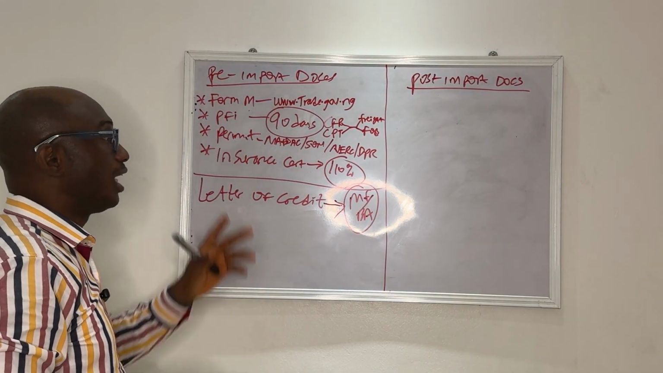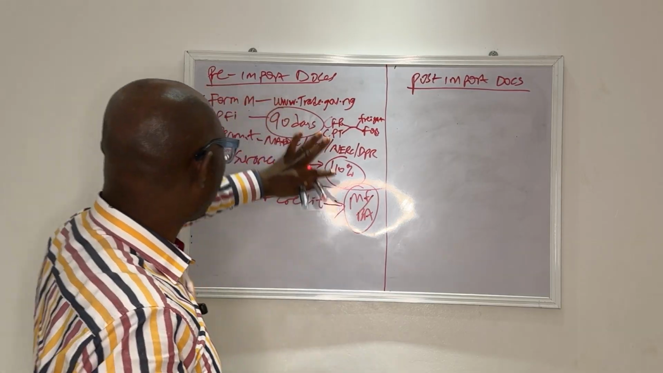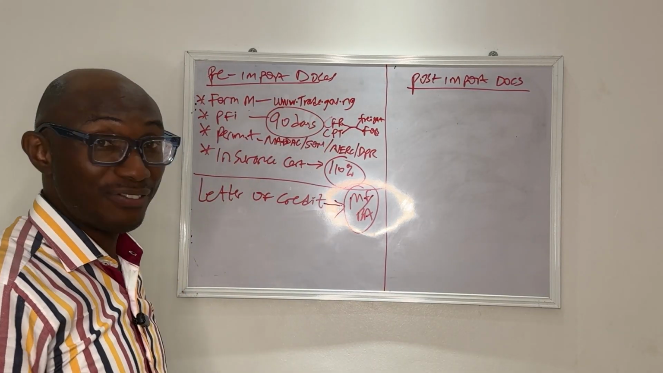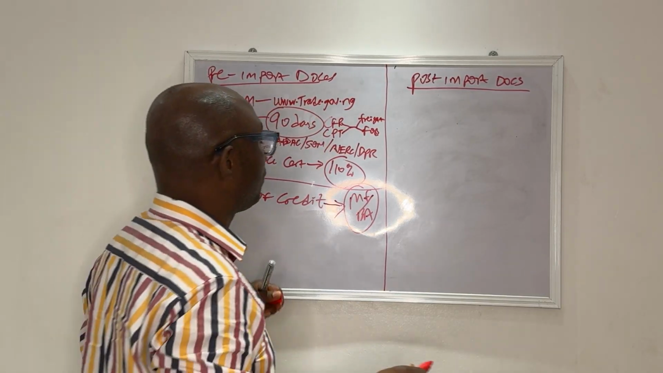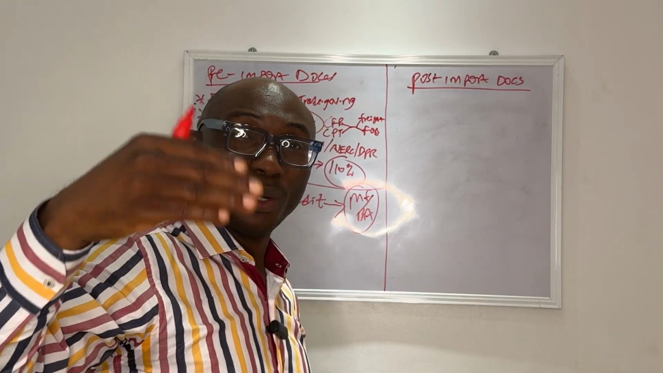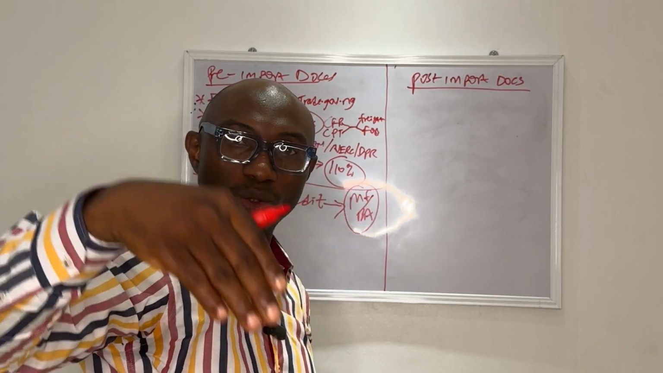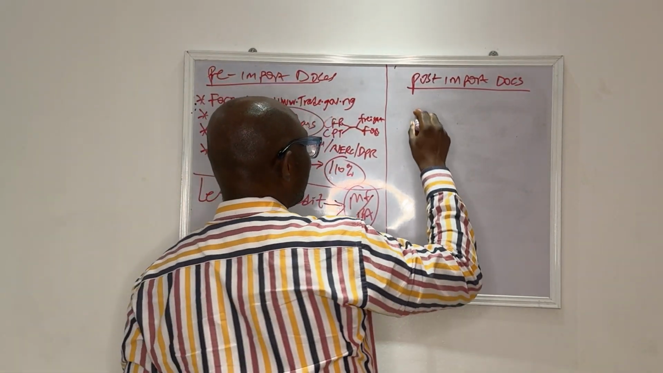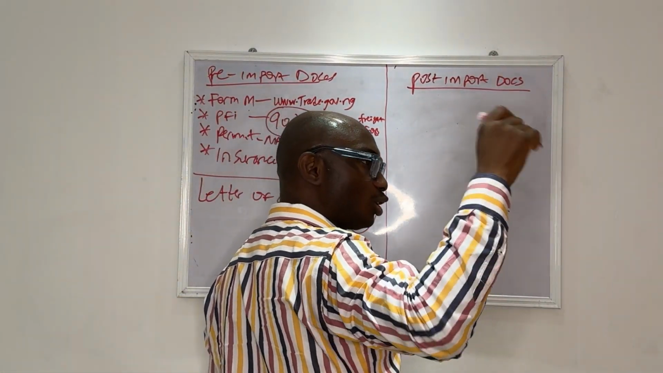That is pre-import documentation. Then next, after you've done this, you have now shipped the goods. After you ship the goods, you will now inform the buyer to ship the goods. The buyer will now issue, look at this, post-import documentation.